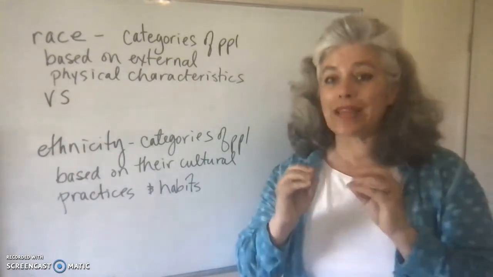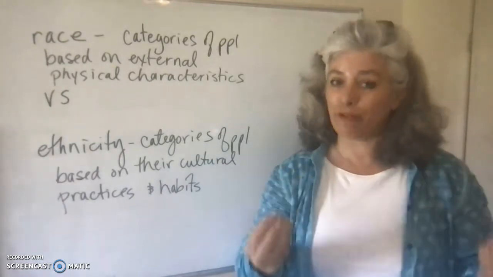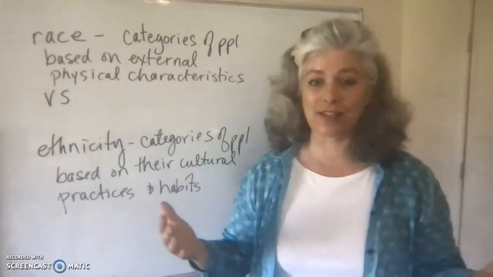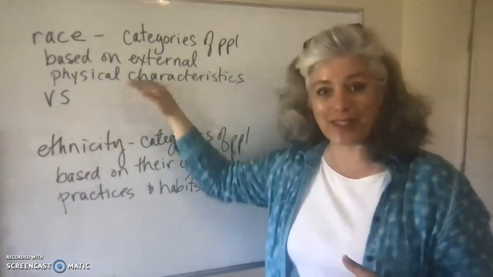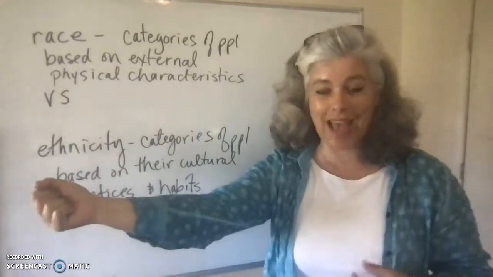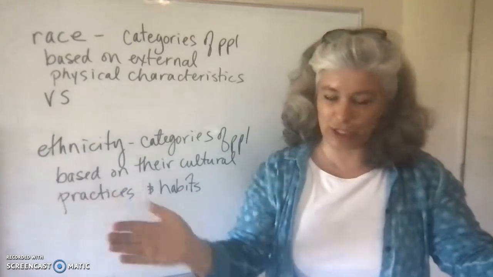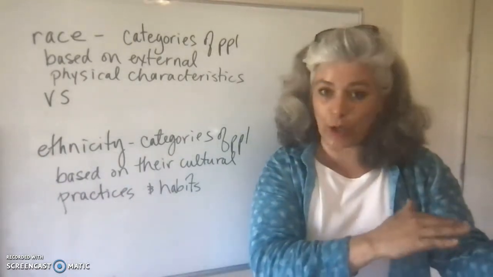Race, and who is categorized as a certain race or another race, those differences are not the same from one society to the next. So in this cultural tradition, certain physical characteristics might make up a certain race, and those same people in another cultural tradition might not be classified in the same racial category together.